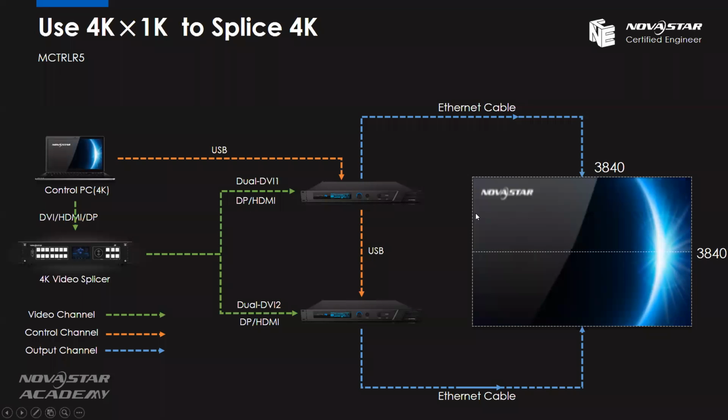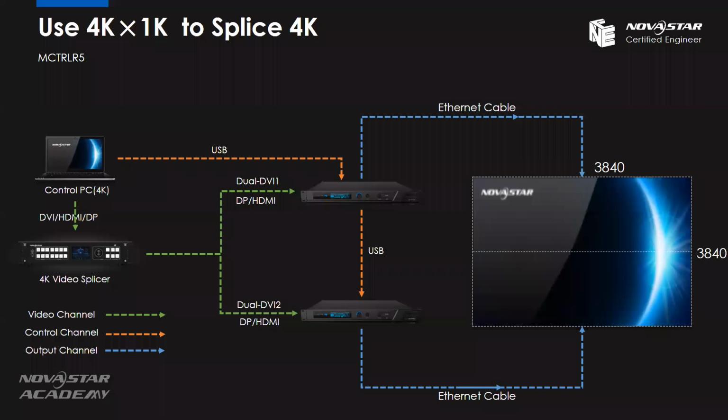And let's see the data flow. By the same principle, we use the USB cable to connect the control PC to the first M Control R5, and the control PC also provides a video source to the video splicer. The video splicer will split this video source and provide separate video sources to the first M Control R5 and the second one. With the M Control R5, we have three kinds of video source input: the dual link DVI, the DP, and HDMI. The DP is 1.1, and the HDMI is 1.4.